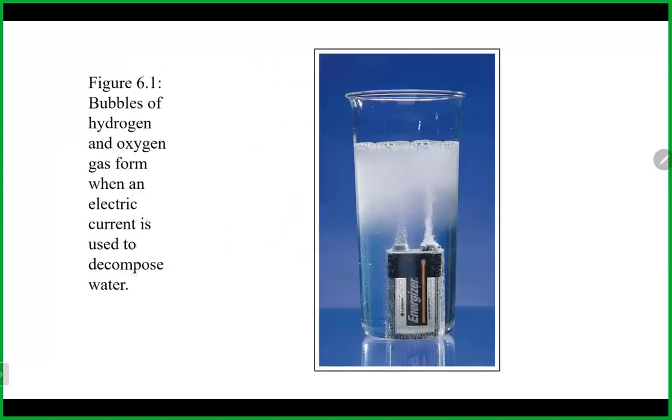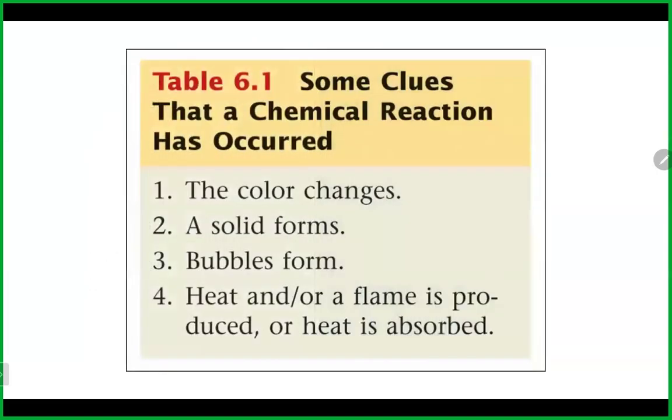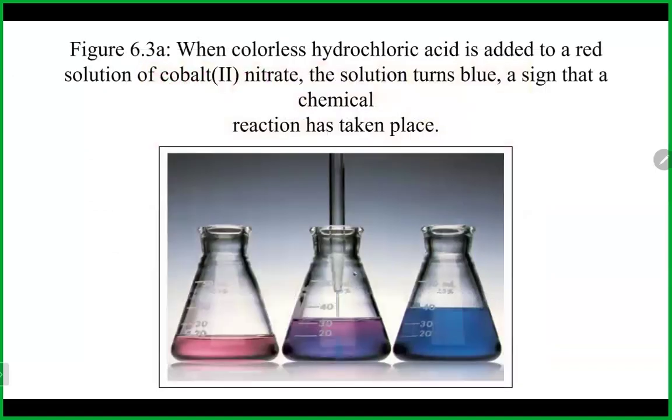So here's an example, right? All those bubbles are hydrogen gas and oxygen gas being formed through electrolysis of water, which you'll do in an experiment, not exactly like that, but you won't drop the battery right in there. But you'll do something like that. Again, here are some of the signs and clues that a reaction took place. Again, we see some color changing, which could indicate the formation of a new species that has that color.